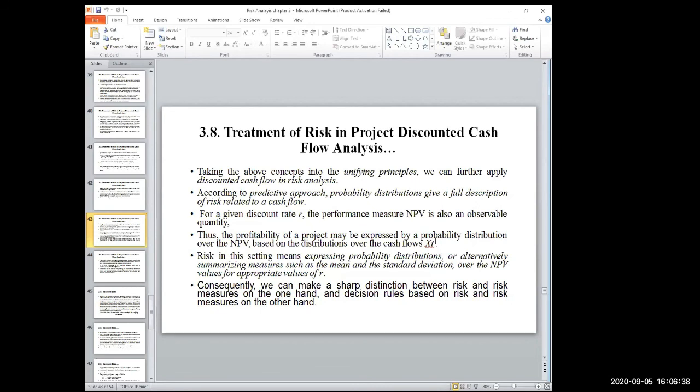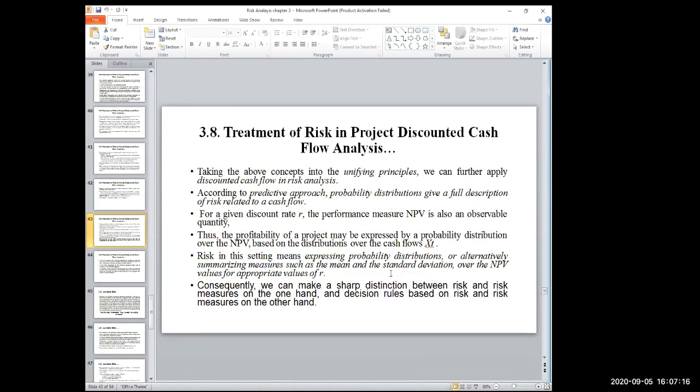Probability distributions. Then risk in this setting means, as we have seen at the beginning of this chapter, a way or a means of expressing probability distributions. If we can assign probabilities to the net present value, we can apply discounted cash flow for risk analysis. Because to evaluate a project, we use net present value. And this net present value is both observable and we can assign probabilities. Then this approach, the discounted cash flow analysis, can be applied for risk analysis under the unifying principles, right?